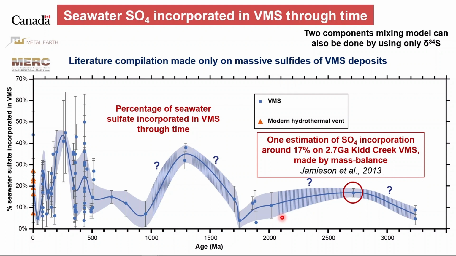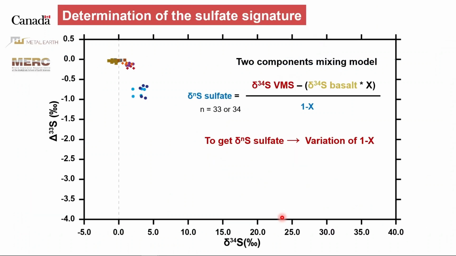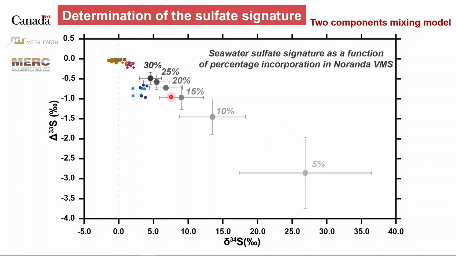So let's keep that in mind. It would give us an idea of the percentage, the proportion, we can use for our seawater sulfate isotopic signature determination. So let's go back to this equation, the two-component mixing model. Basically, what I did is change this proportion of seawater sulfate to determine the isotopic signature of the seawater sulfate. Here I changed it from 30% to 5%.